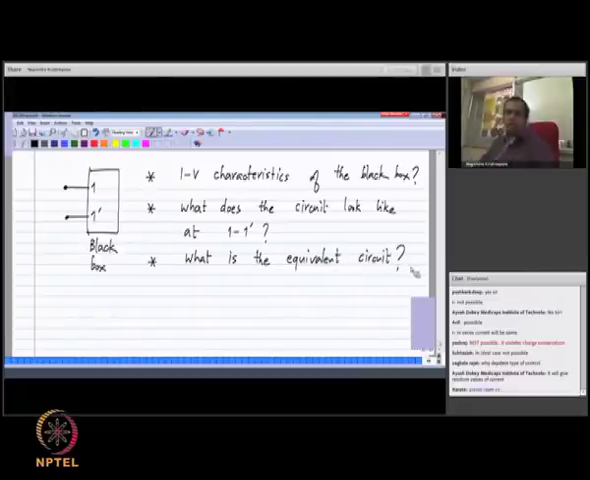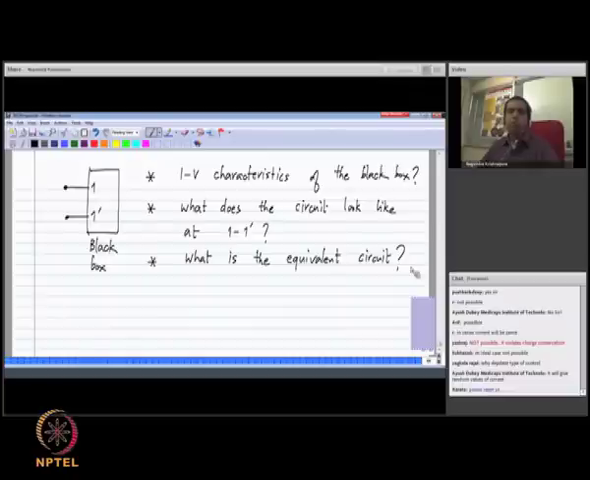In all these cases, the thought experiment or the analysis you do is this. You either apply a voltage and measure the current, and from that you figure out what is inside. When I say what is inside, it is equivalent to what is inside. For instance, let's say you have a black box. It consists of two resistors in series. What you can measure from the terminals is the combined value of the series combination.